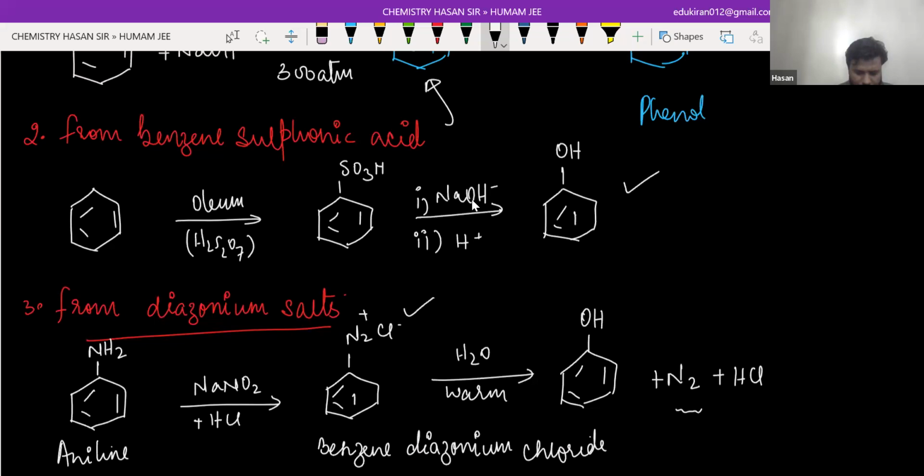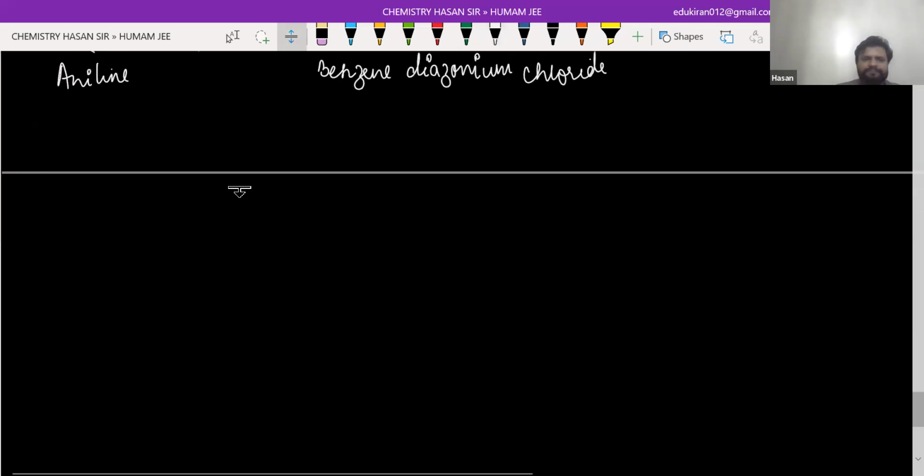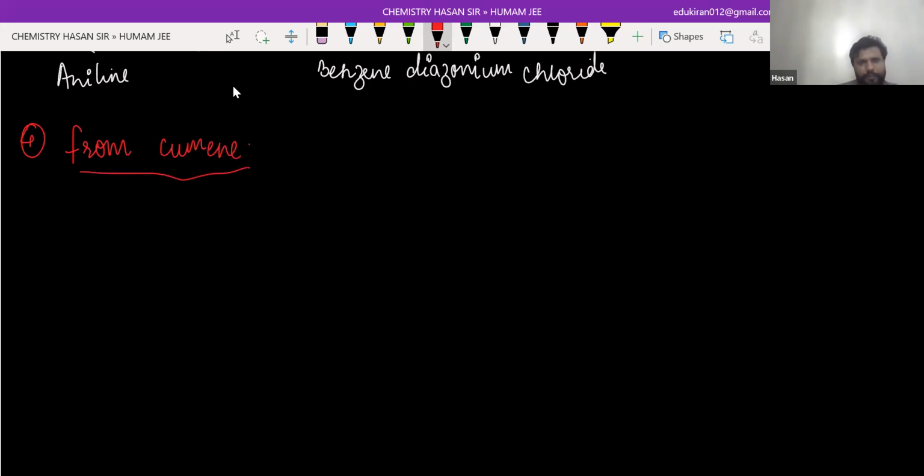Done. Okay. The last preparation of phenol that is left is from cumene. So from cumene, first I'm going to write the structure of cumene. This is your benzene, which is connected with isopropyl. So this is your cumene.